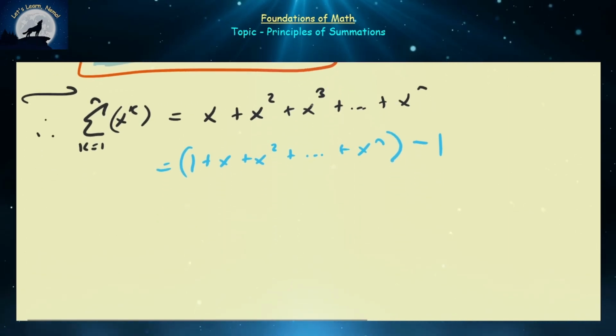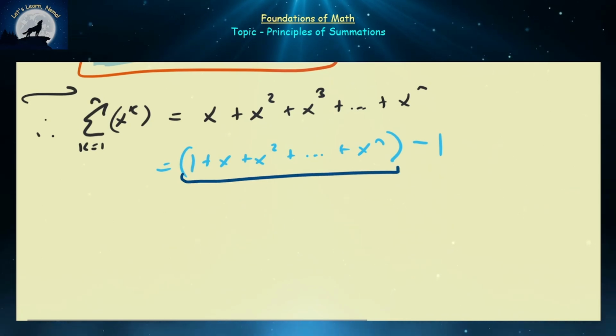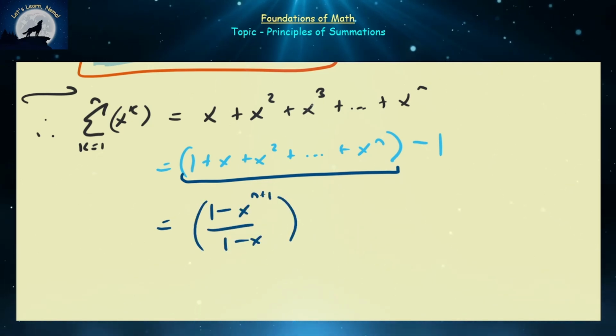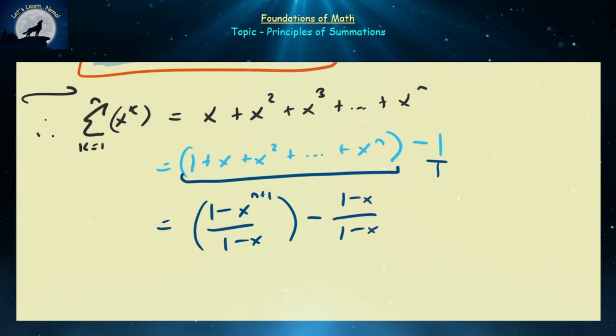The reason I add 1 and subtract 1 is because we already know what this expression in parentheses is equal to, because that's just going to be 1 minus x to the n plus 1 all over 1 minus x. And then we have this minus 1 here, which we can technically put over 1, get a common denominator of 1 minus x, and write this instead as 1 minus x over 1 minus x.